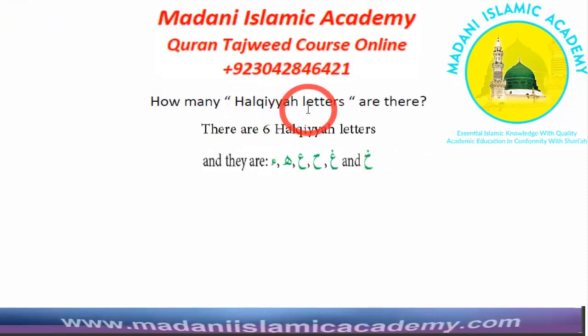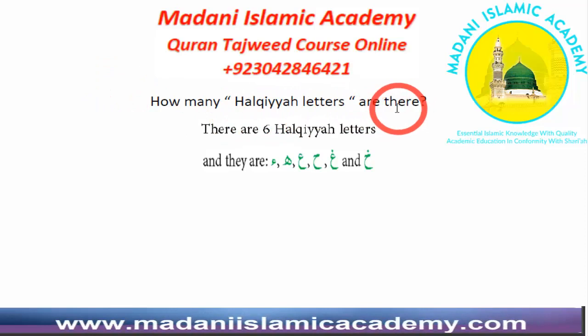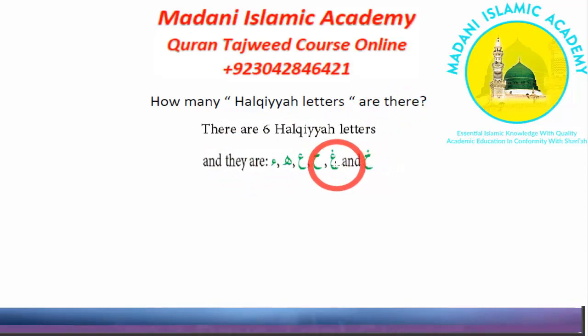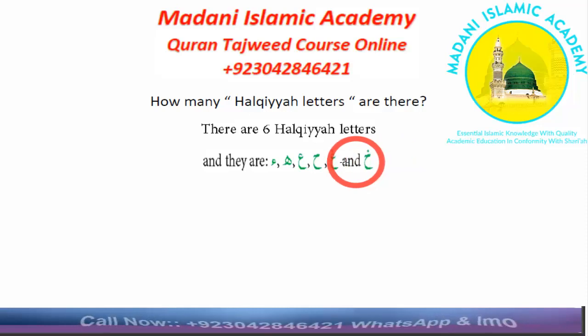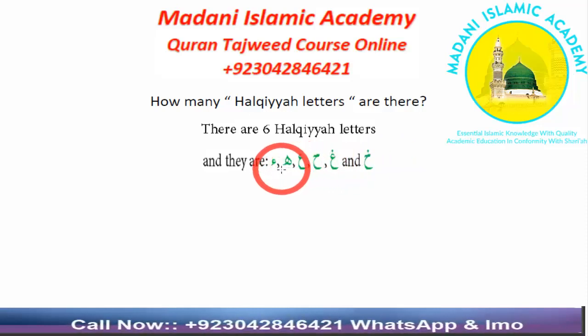How many halqa letters are there? There are 6 halqa letters and they are Kha, Ghain, Ha, Ain, Ha, Hamza. These are the halqa letters and they are 6 in an Arabic accent.